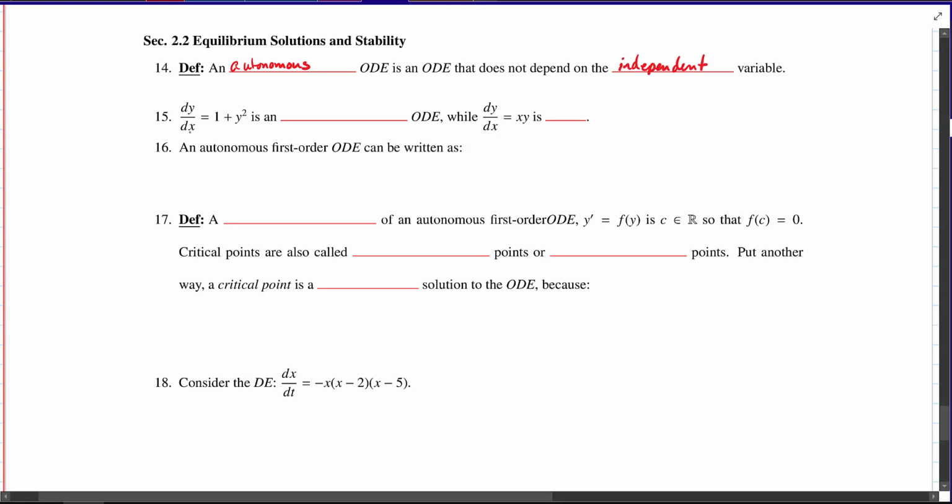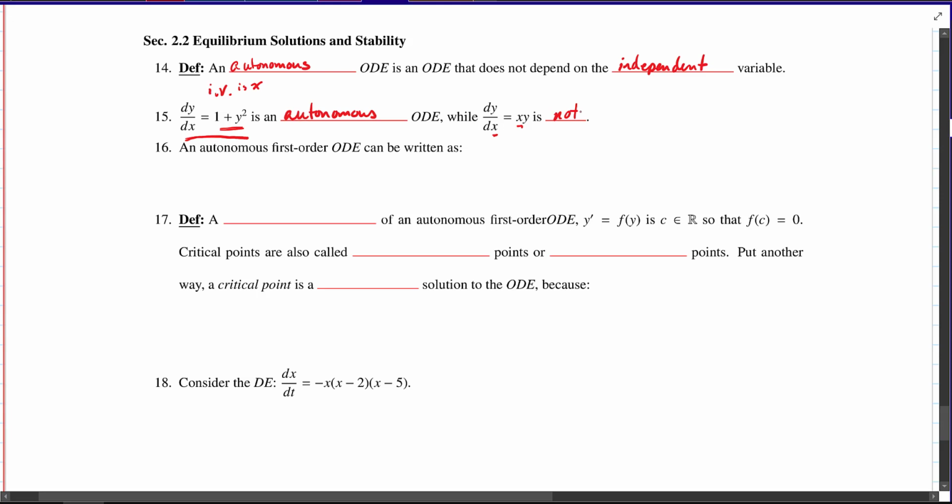So for example, in this ODE right here, the independent variable is x. And notice that the value of the derivative, dy/dx, does not depend on that independent variable x. So this is an autonomous ODE. Well, this ODE here, again, the independent variable is implied to be x. It does depend on the values that x takes on in order to compute the value of the derivative. So this one is not autonomous.